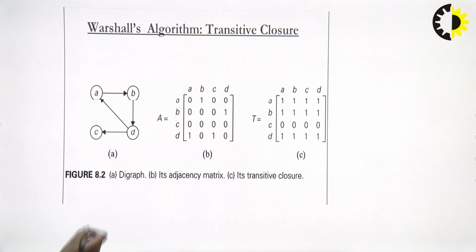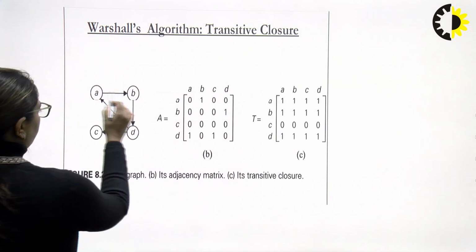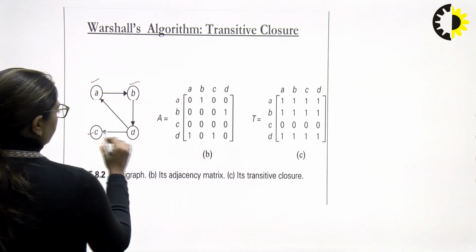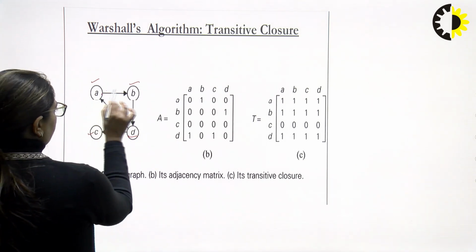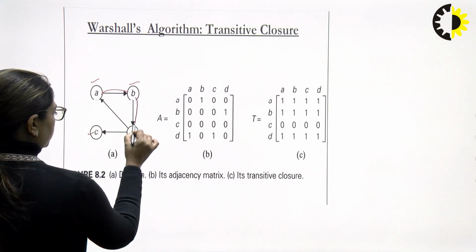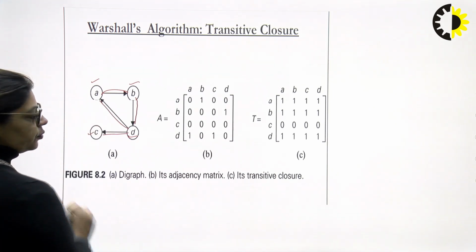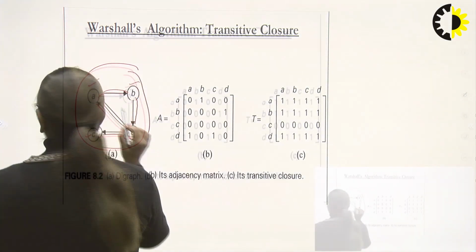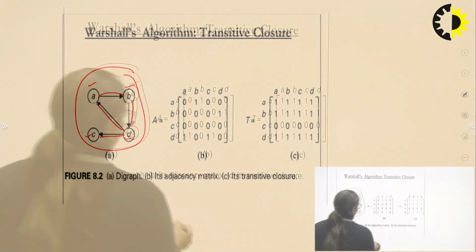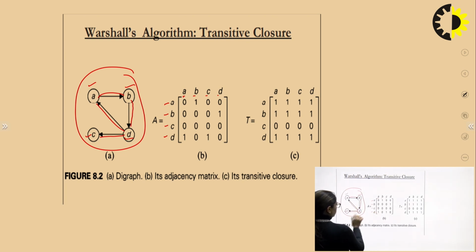Now let us suppose there are four variables given: A, B, C and D. The arrows are representing the relation that A is related to B, B is related to D, D is related to C, and D is also related to A. Now from this whole relation we will be making this matrix. Now A, B, C, D and A, B, C, D. These are the vertices.